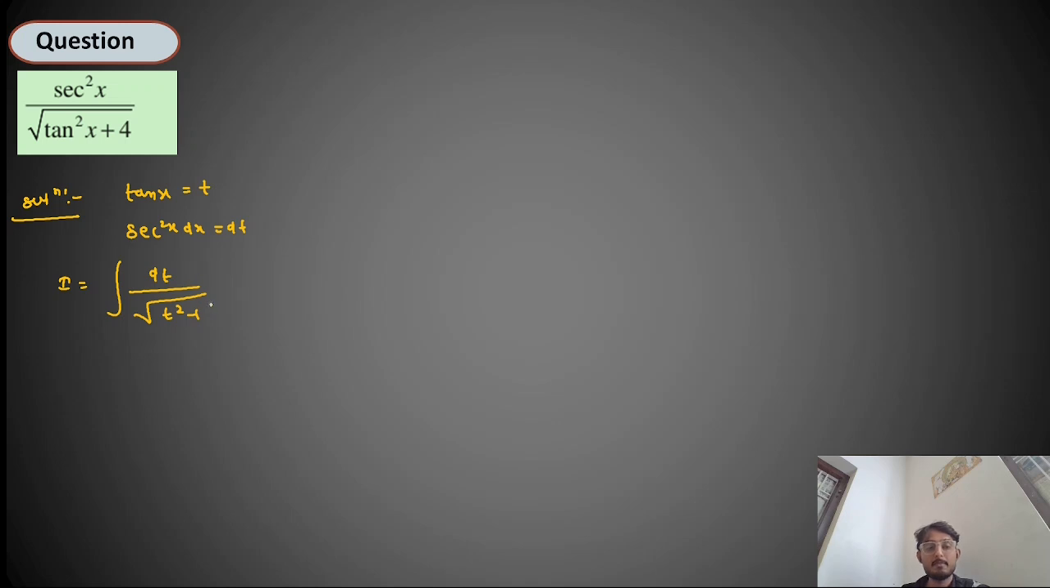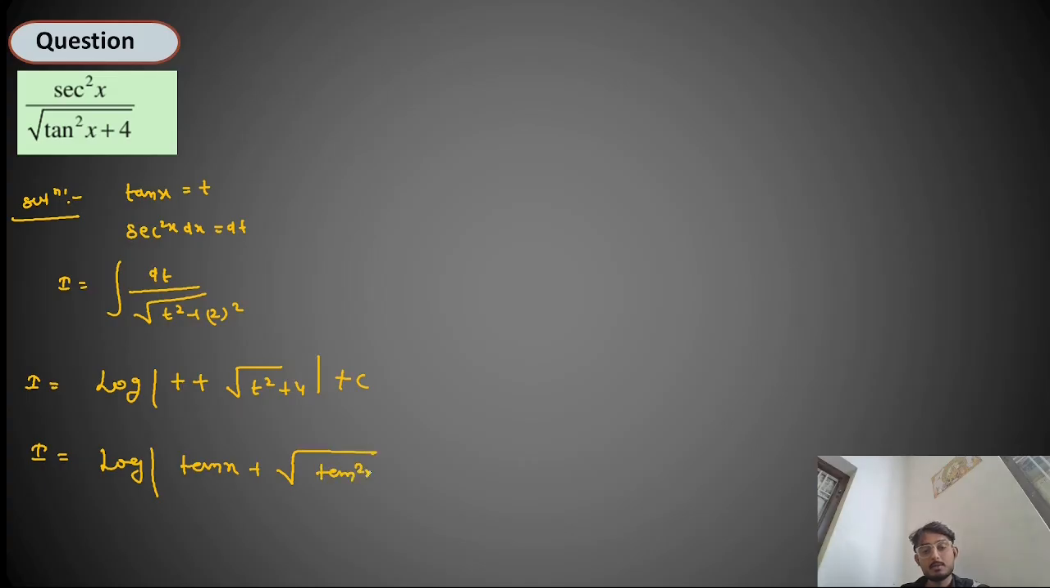4 means 2 square. Here you have the form x square plus a square. So what is the formula for this? It is log of x plus root of x square plus a square, which means t plus root of t square plus 4, plus c. Now we can put the value of t. So I equal to log of tan x plus root of tan square x plus 4, plus c.